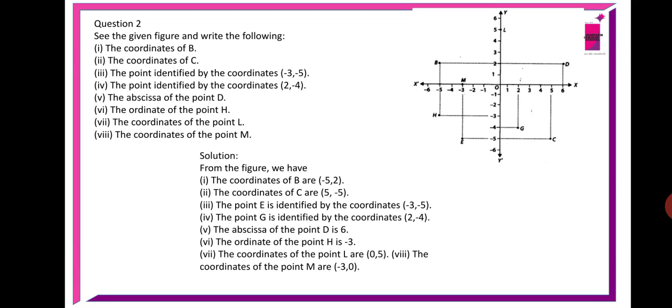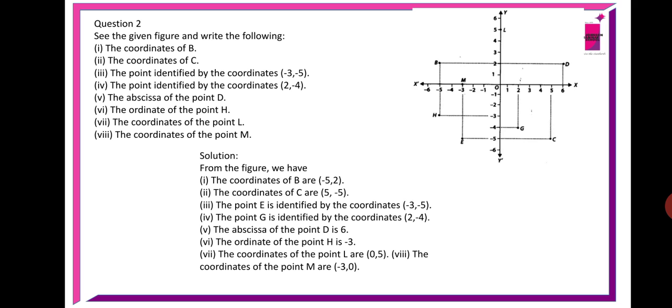The figure is given, and you should identify the coordinates. The coordinates of B are (-5, 2). As you can see, B is in the second quadrant, that is, left of the origin and above the origin. Left side means negative, top means positive. So the x value will be -5. It is 5 units distance to the left of the origin and 2 units distance upward. So it is (-5, 2).